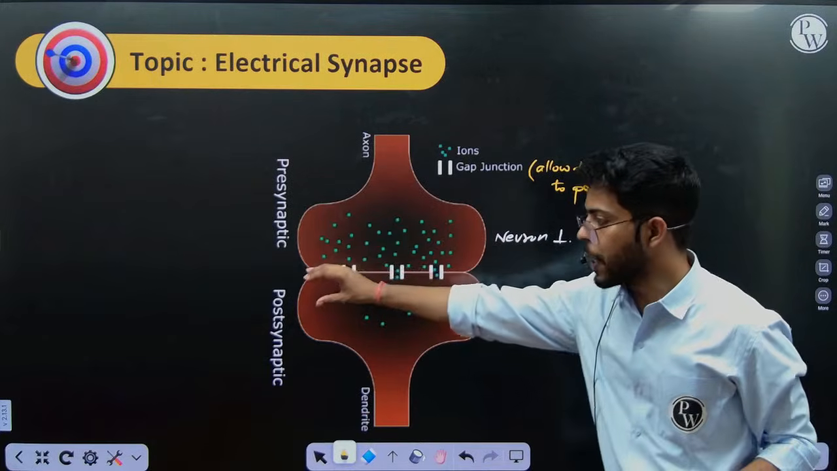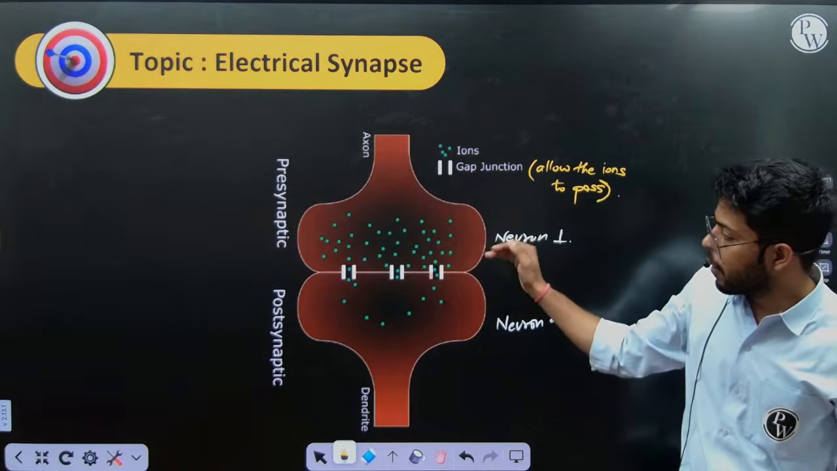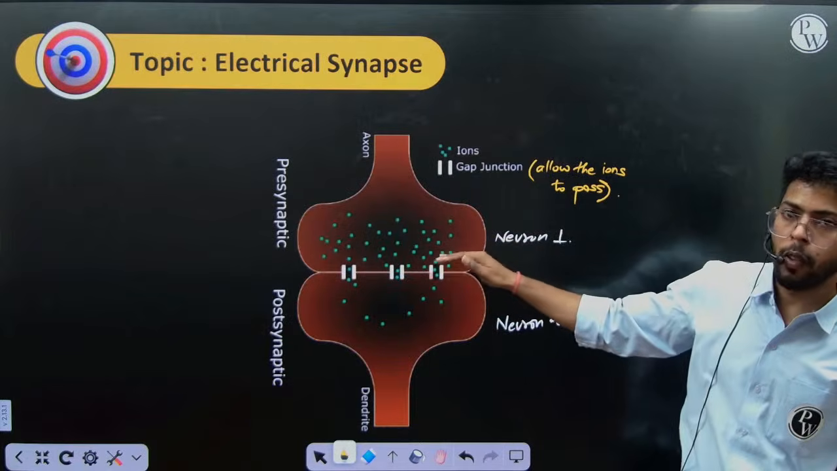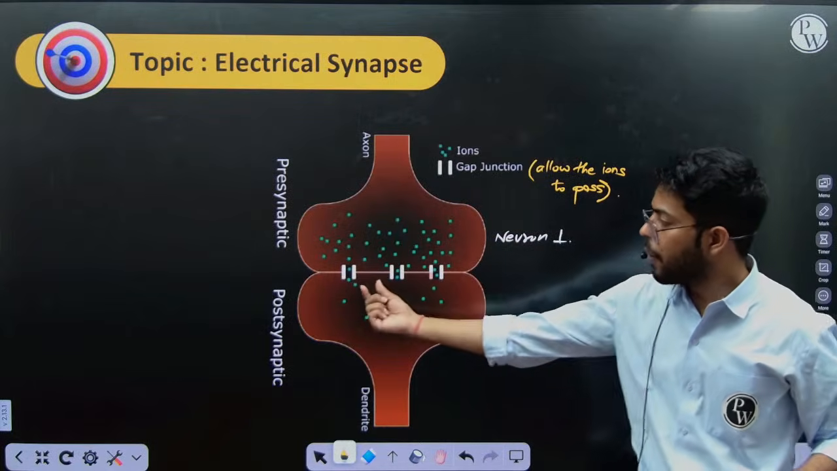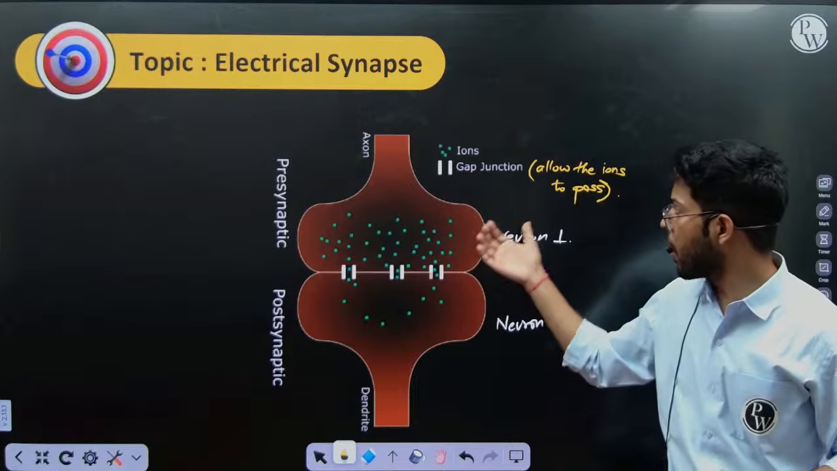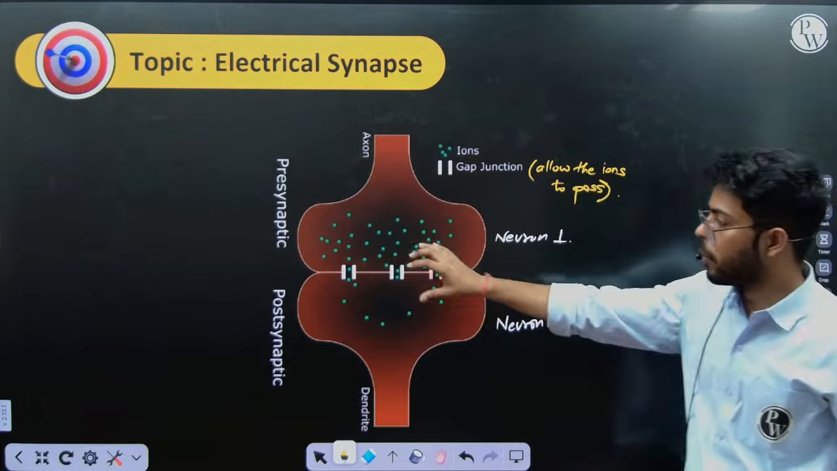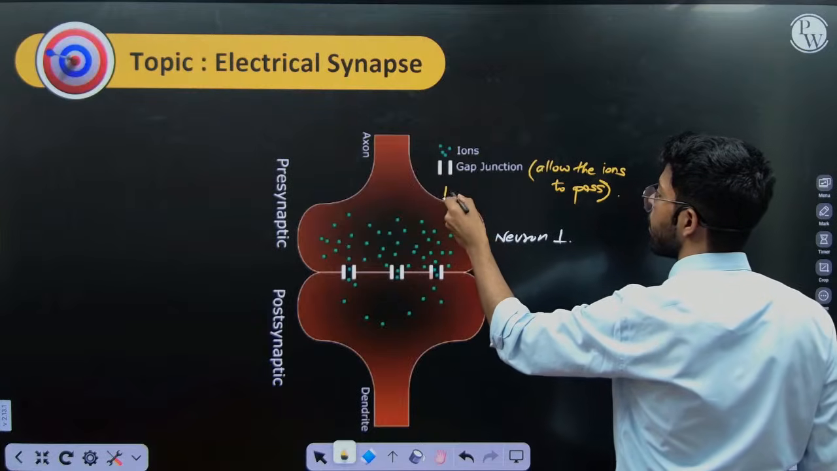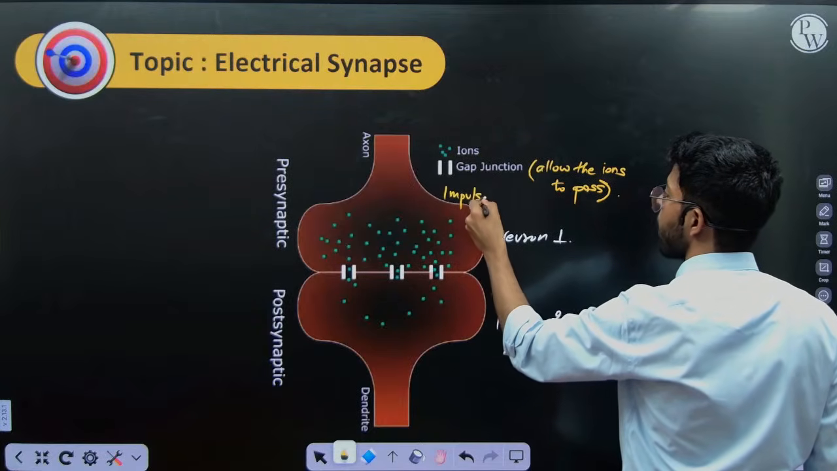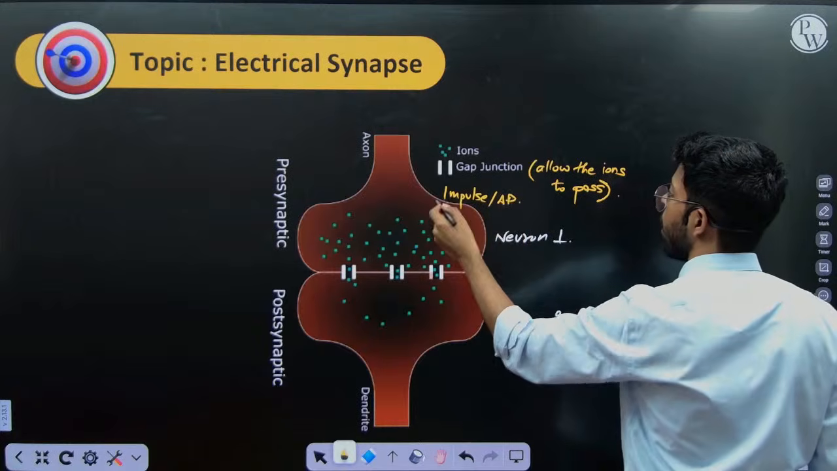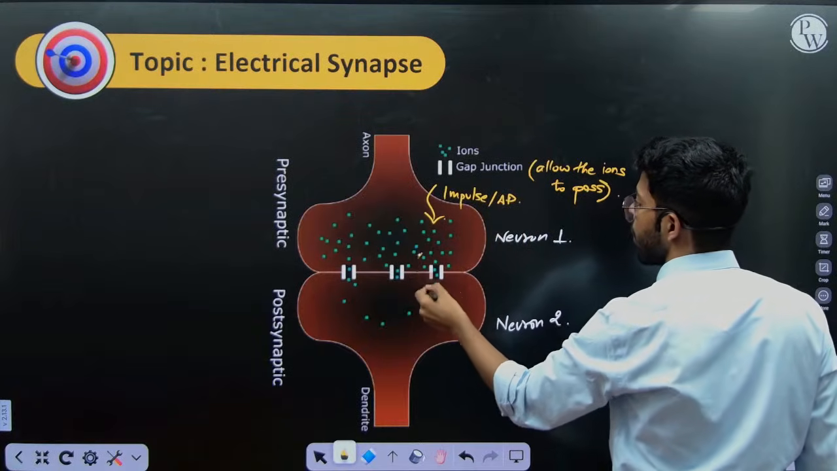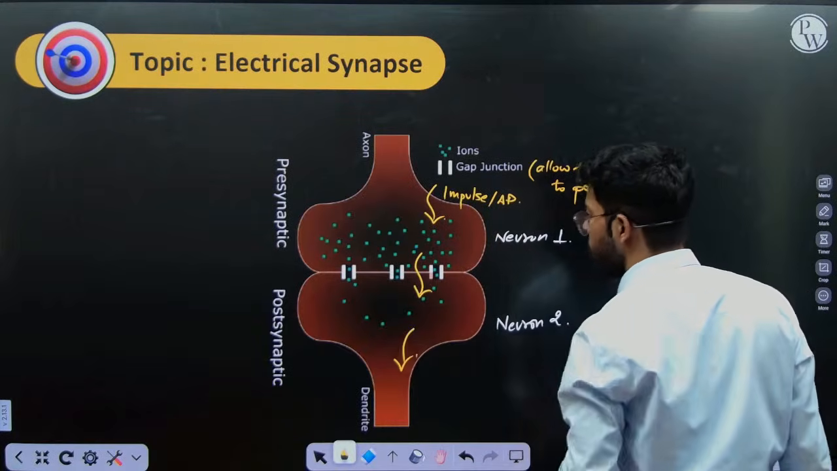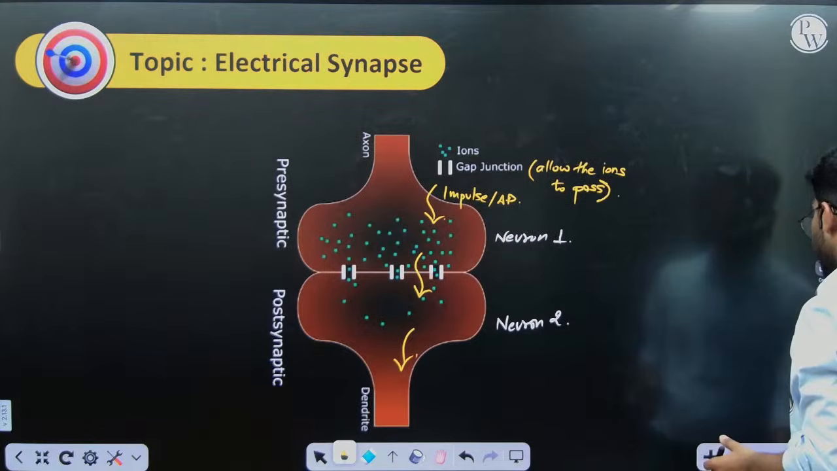There is no space present between these two. The plasma membranes of both are in contact, and only the gap junctions are present, which allow only the ions to pass, and then the impulse or the action potential transmits from one neuron to another neuron. This is the electrical synapse.